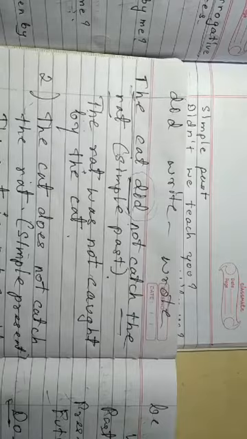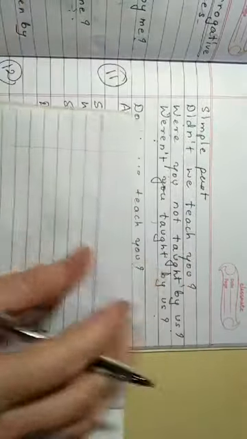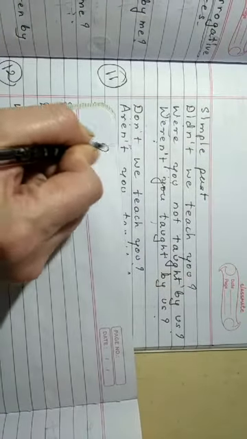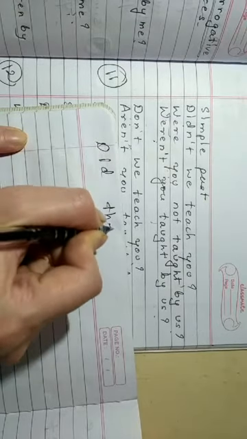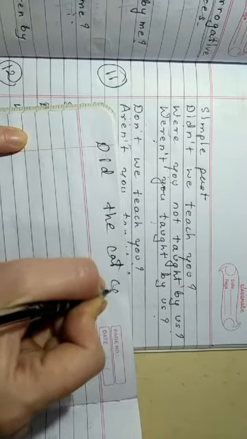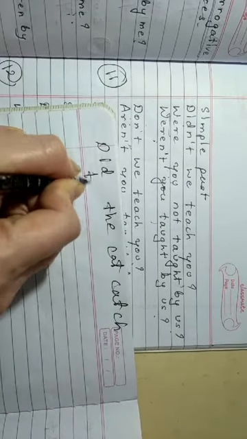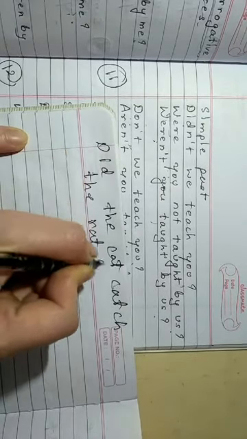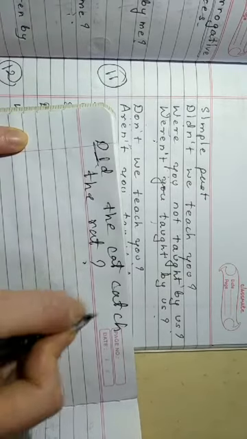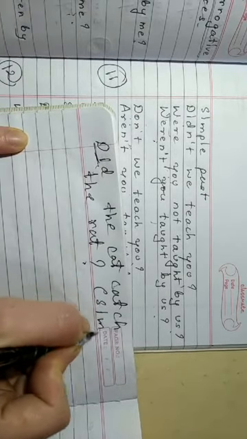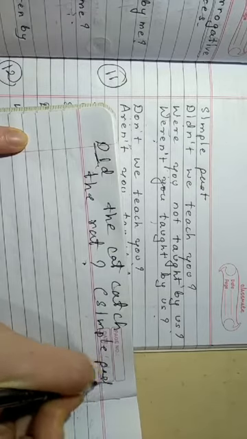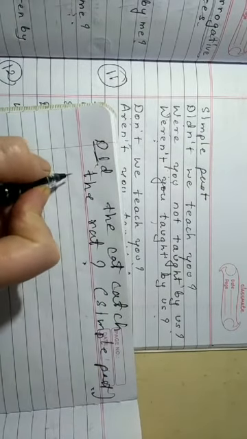So I'll take another example. Did the cat catch the rat? So we'll change it. Did the cat catch the rat? So did, it is in which form, children? It is in simple past tense form, right? So now let us change it to passive voice.